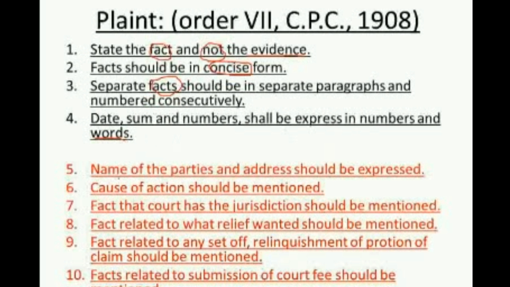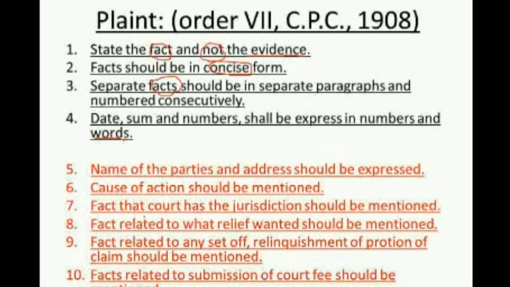The fifth one is the name of the party and address should be expressed. Once you start writing the plaint, the two most important things are that the party's name and address should be correct. The cause of action should be mentioned on which you ask for the relief.